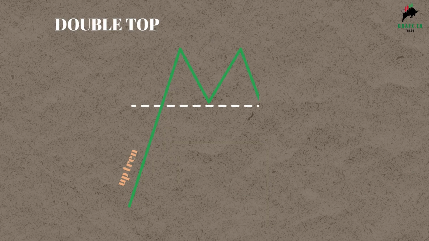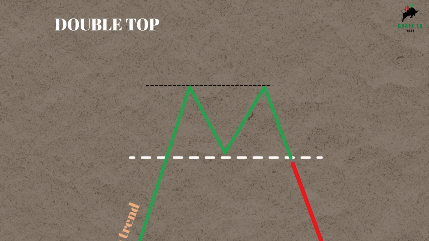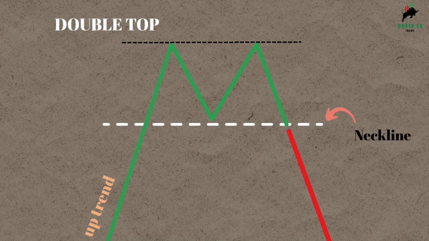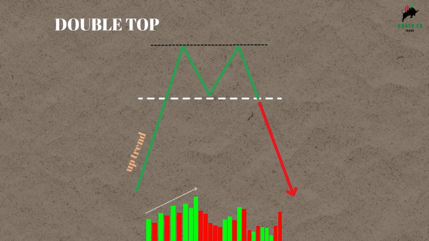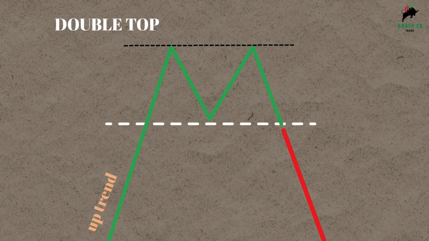Double top. The double top pattern forms at the end of an uptrend. The two peaks are at roughly the same level, with only minor differences between them. The neckline in the middle is the confirmation point of the reversal. The first peak usually comes with high volume, while the second peak forms with lower volume. This shows that buyers are weakening and selling pressure is increasing.